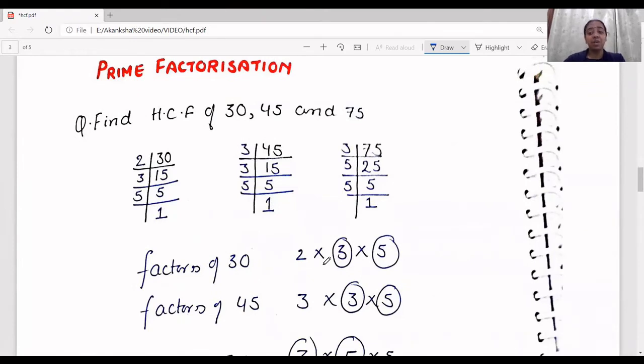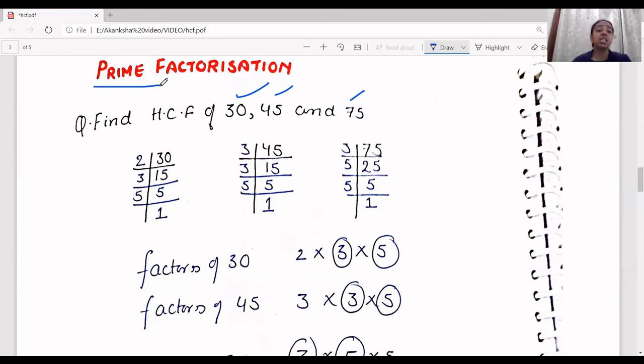Moving ahead to the second method, which is prime factorization. Now, prime factorization is another method of finding out HCF, highest common factor between two or more than two numbers. So we are taking up an example of finding out HCF of 30, 45, and 75. So here we have three numbers, 30, 45, and 75. Let's see how we'll be finding out the HCF of these three numbers using prime factorization.